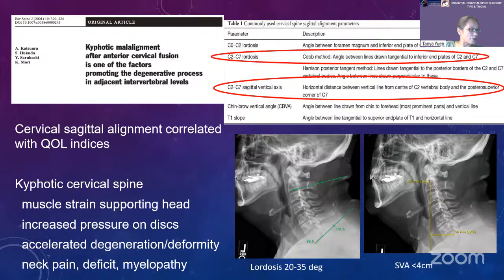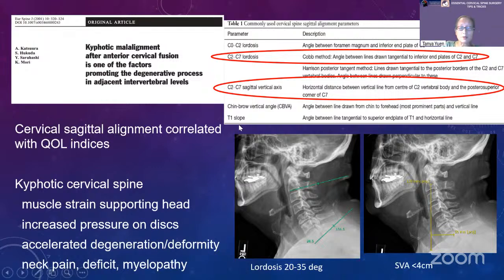Now, studies show that global cervical sagittal alignment does correlate with health-related quality of life indices. The kyphotic cervical spine theoretically places the neck musculature at more strain when it supports the head, with persistently increased pressures on the intervertebral disc, and that then results in accelerated degeneration and worsening deformity. And this was also highlighted in other studies that a kyphotic cervical spine predisposed patients to an increased risk of developing neck pain, deficits, and cervical myelopathy.